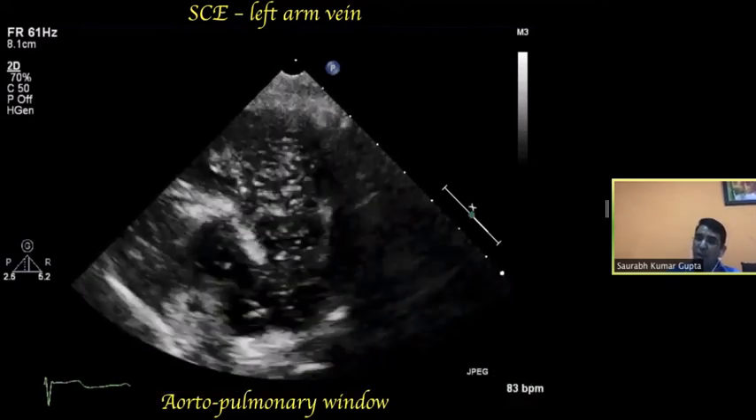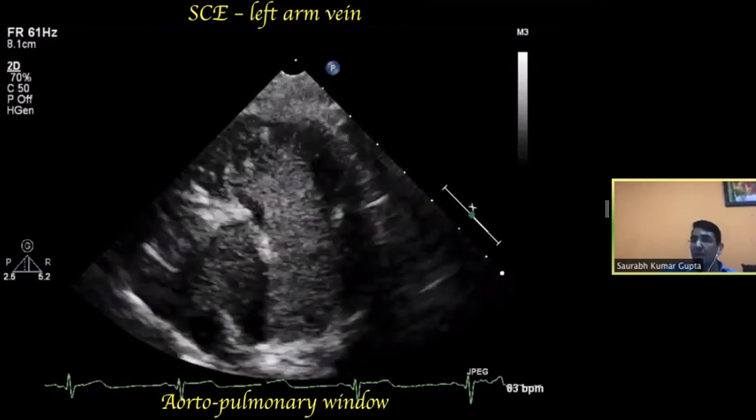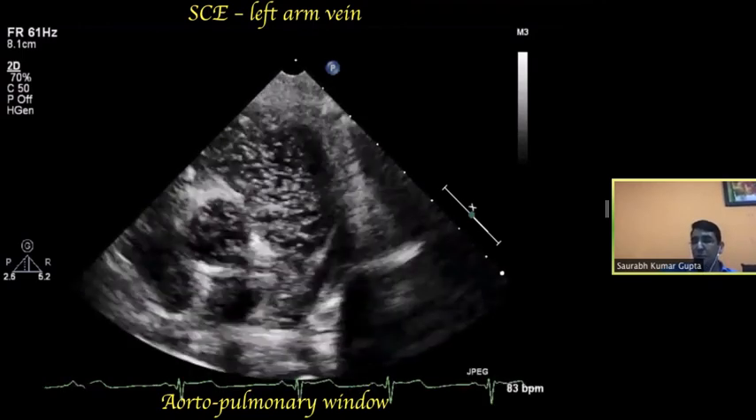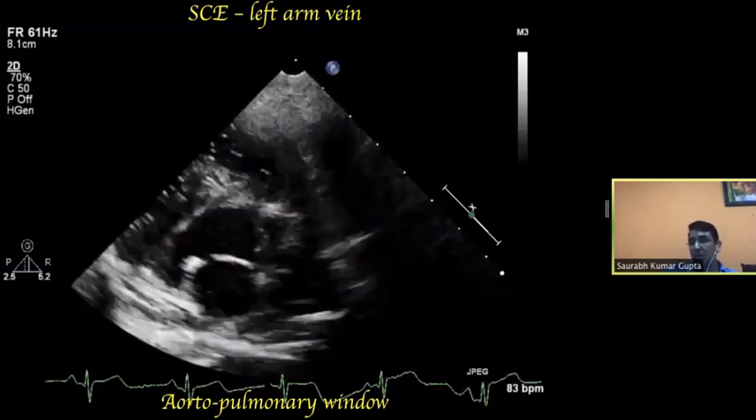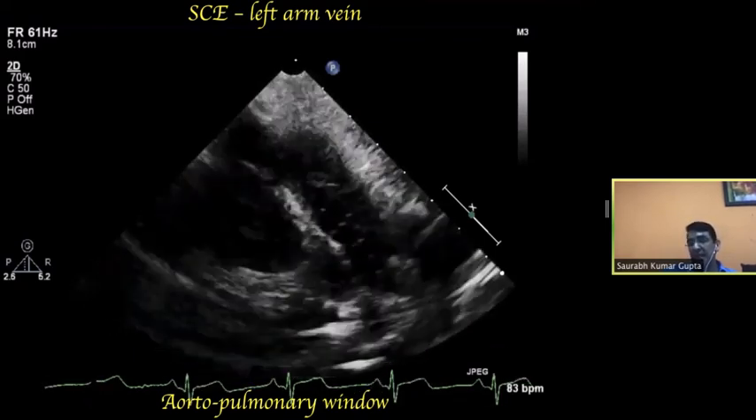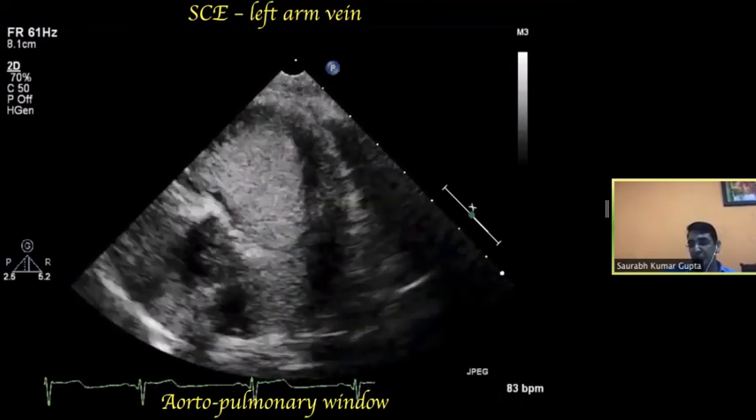So note that it cannot be picked up on color echo, but yes, in the beginning, it may pose challenges to not so experienced echocardiographers. And at that time, saline contrast echocardiography can save the child from radiation involving procedure like CT angiography.